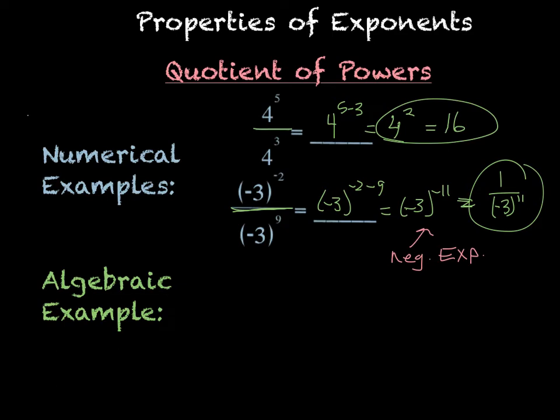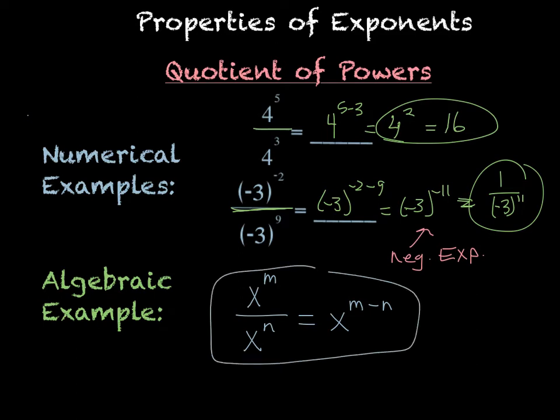And my algebraic example is if we have x to the m power divided by x to the n power, we get x to the m minus n power to put them together. Keep in mind my base x has to always be the same. So that's your algebraic example.